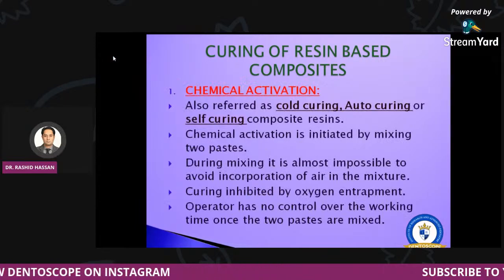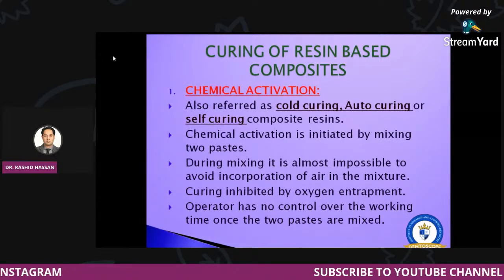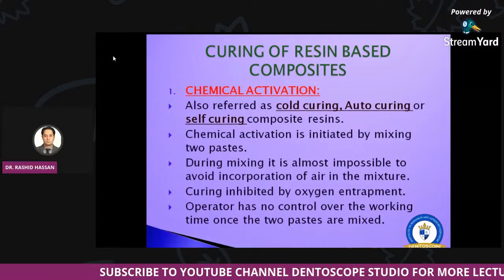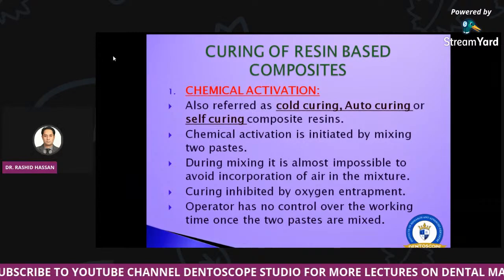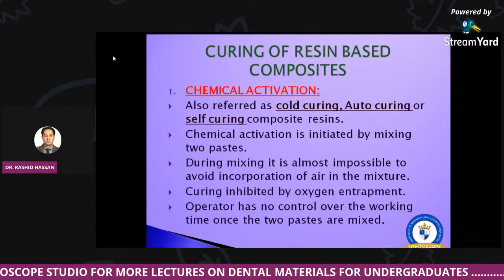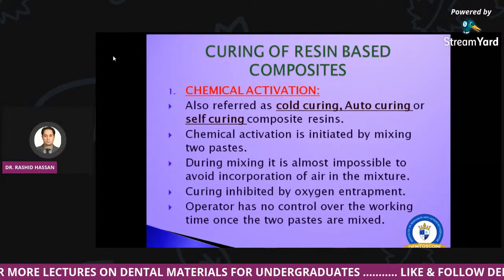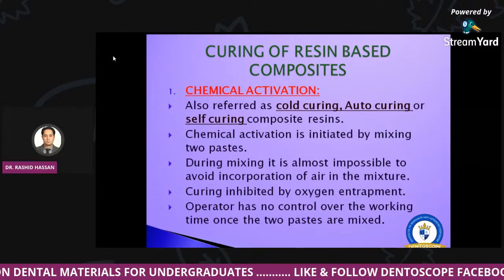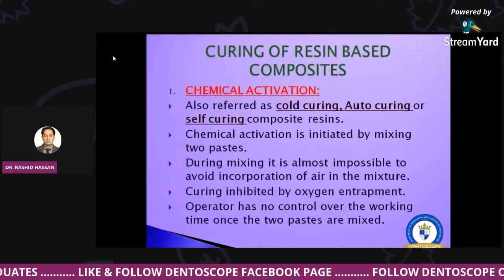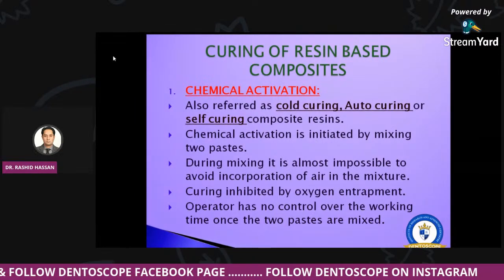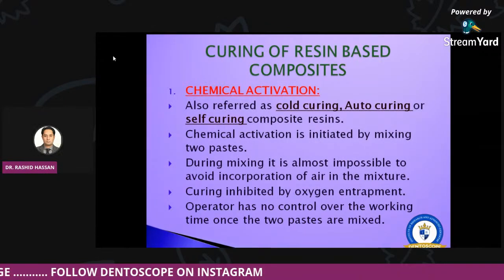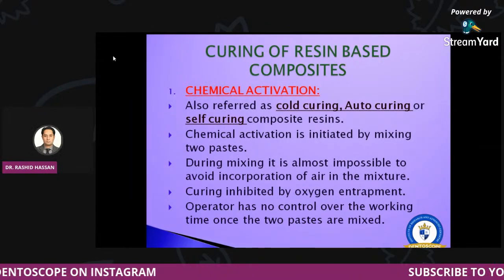So, the first one, which is the chemical activation. Well, there are different names by which we refer to chemical activation: cold curing, auto curing, or self curing composites. So these are the different names. As I told you, I always take lectures from different books, so whatever information is there, I try to gather it in one lecture, so that whatever terminology is asked of you, it is easy to answer.